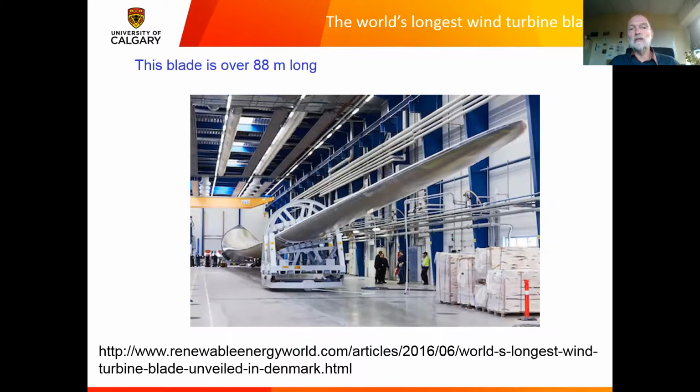So there's a picture of what is currently the longest wind turbine blade in the world. It is over 88 meters long. And that's a pretty big number to get your head around. It's very difficult to accurately make those wind turbine blades, and it's very difficult to transport them to the site. So you can appreciate, I think, as wind turbines are getting larger and larger, there's a lot of issues just with the basic things of making the blades and getting those blades and the rest of the turbine to the wind farm to be installed.